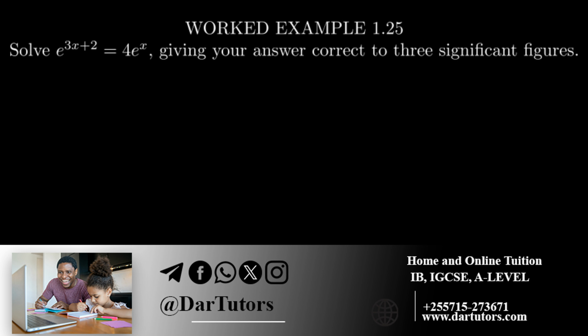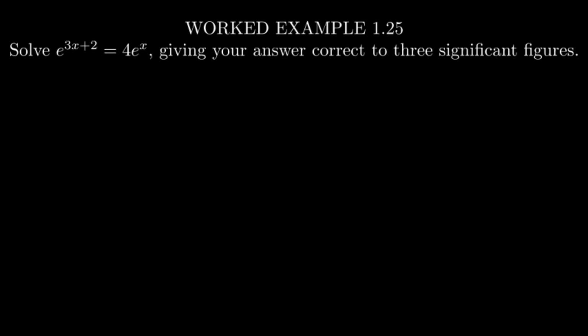The left side is already a power of e. On the right side, we have 4 times e to the x. We can rewrite the number 4 as a power of e using the inverse property. Remember that e to the power of ln a equals a, so we can write 4 as e to the power of the natural log of 4. Now, let's substitute this back into our equation. The equation becomes e to the 3x plus 2 equals e to the ln 4 times e to the x.